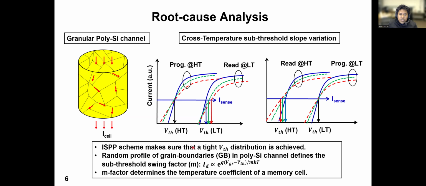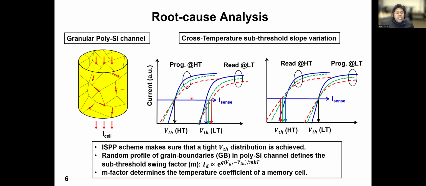And the way it is done is, if we look at this figure, when a chip is programmed or a memory page is programmed, the cells have different IV characteristics. ISPP makes sure that the sensing current is at the narrowest crossing point of those IV characteristics, so that a tight VT distribution is observed.